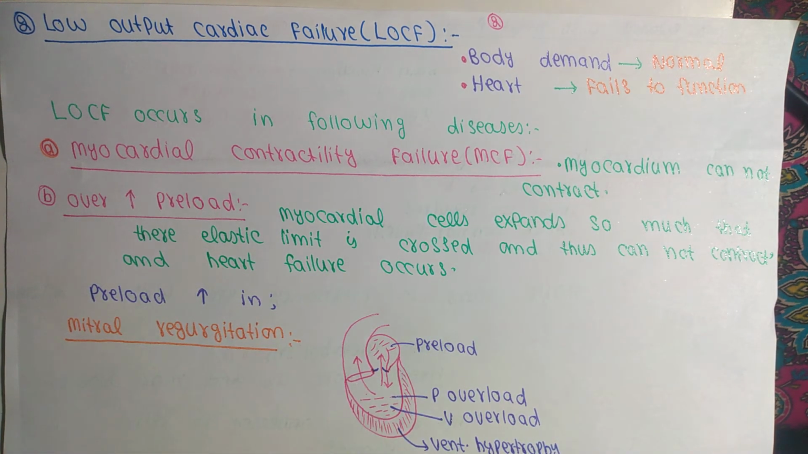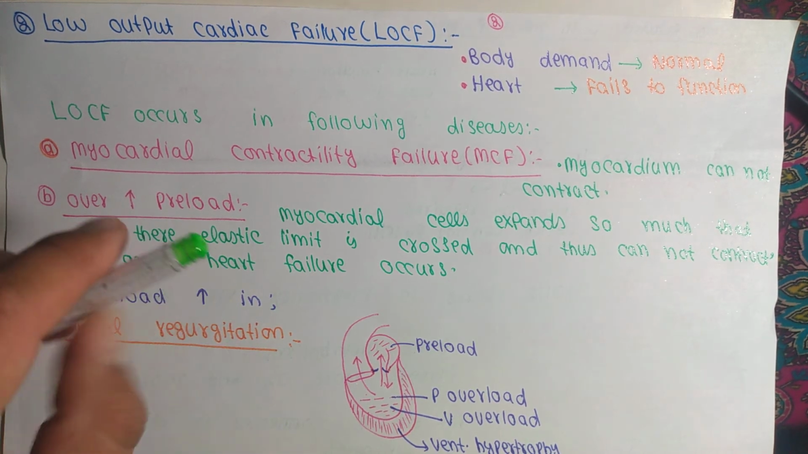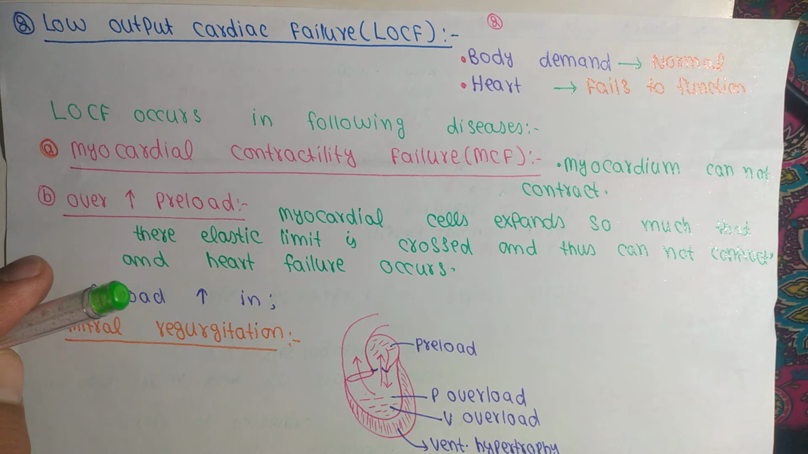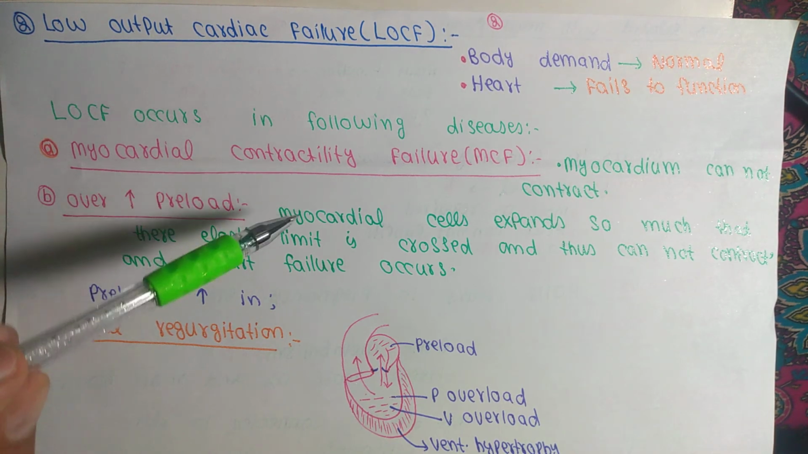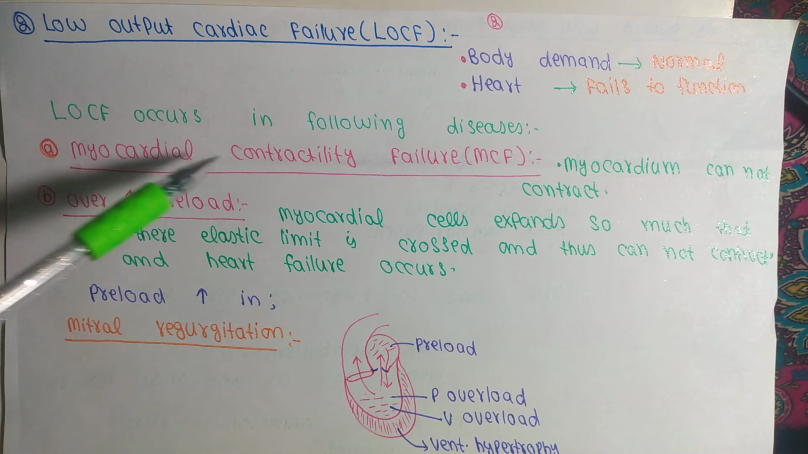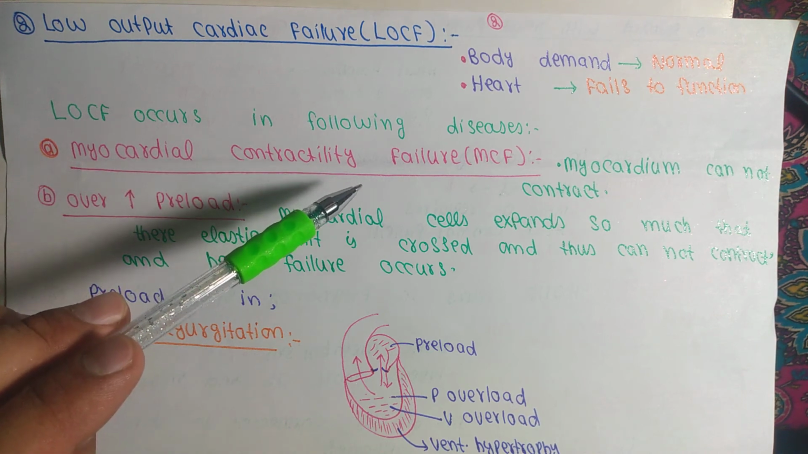So low output cardiac failure is opposite to that of high output cardiac failure. What are the different diseases? What are the different problems in which low output cardiac failure occurs? Let's discuss. First of all, myocardial contractility failure, MCF.